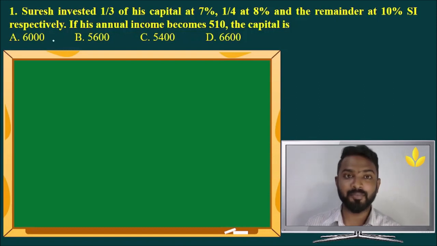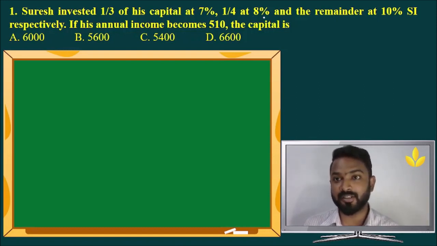Question number 1. Suresh invested 1/3 of his capital at 7%, 1/4 at 8% and the remainder at 10% simple interest respectively. If his annual income becomes 510 rupees, then the capital is how much?